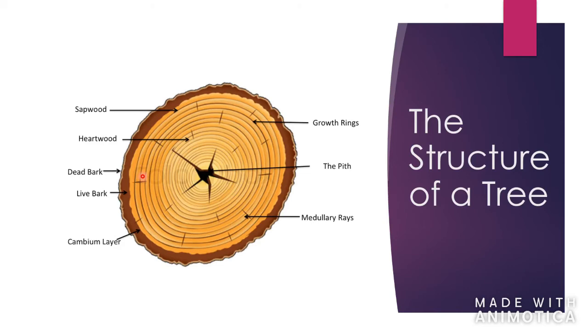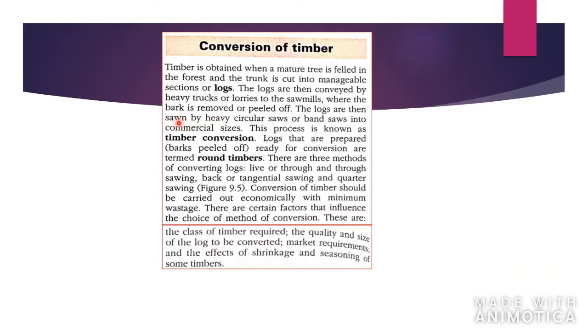All right, so we're going to move on now to conversion of timber. This is when a mature tree is felled in the forest, or cut down. After the tree is cut down, the log is cut up into manageable pieces, and it is used for commercial purposes. So logs are prepared, and the barks are peeled off because you don't really need the bark if you're going to make commercial size woods.